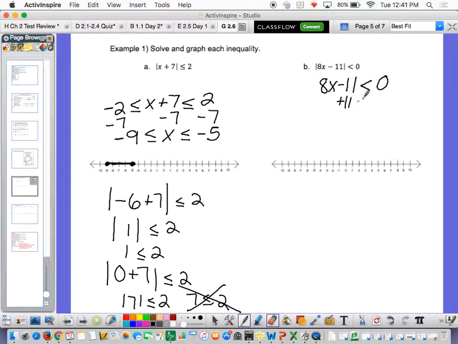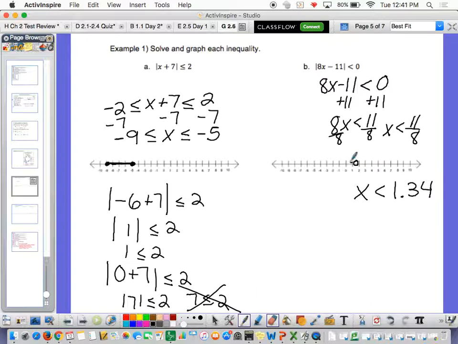Okay, so then we add 11 and we add 11. We end up with 8x is less than 11. And then you think, oh, it's a fraction, so it must be wrong. But it's not, friends, okay? It's just x is less than 11 over 8. And if you plug that into the calculator, that ends up being that x is less than 1.34. So we go to 1.34 on our number line, which is about there. You have an open circle, okay?